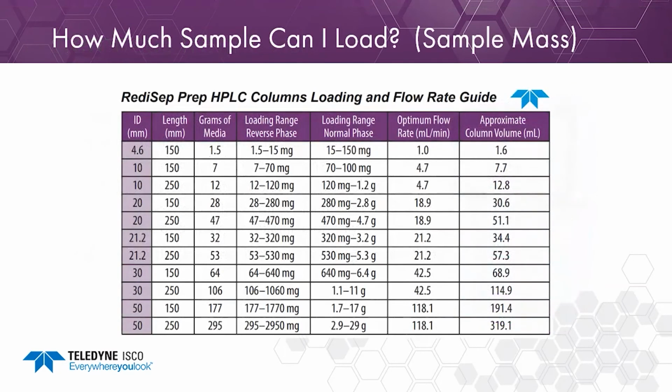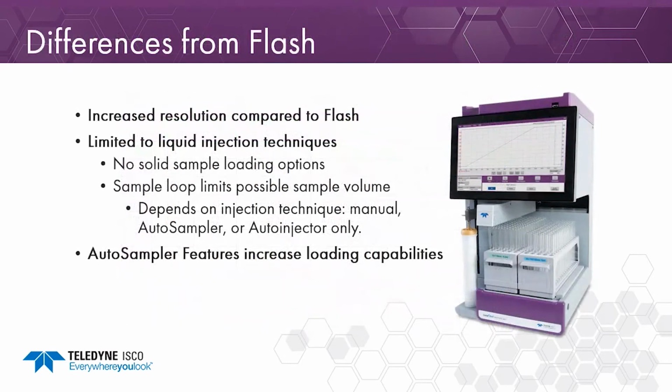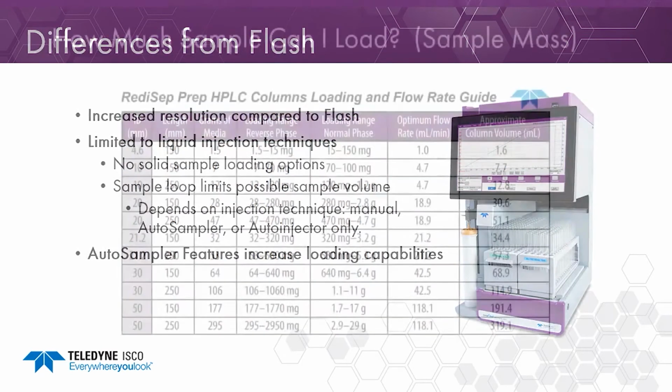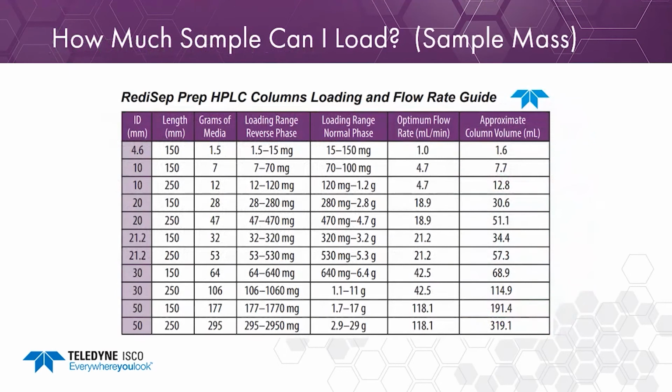And then obviously the auto sampler feature increases some loading capabilities, and we'll discuss how that affects it. The next question for prep HPLC, like flash, is how much sample can I load? And because traditionally we're working in the reverse phase, we're limited to 0.1 to 1% loading. So if I'm working on a 20 millimeter column, 20 by 150, I've got about 28 grams of media in there. And this is a handy little guide for you, but you'd be loading about 28 to 280 milligrams onto that column, depending on your resolution.